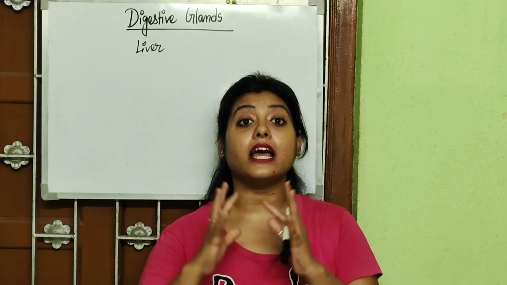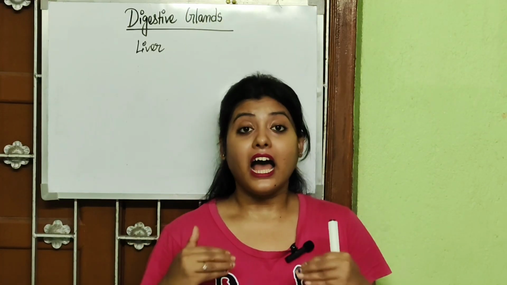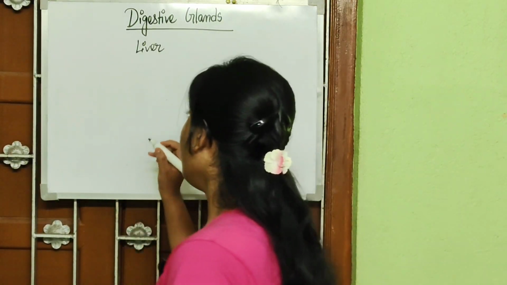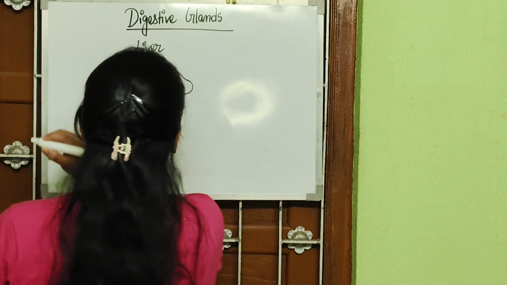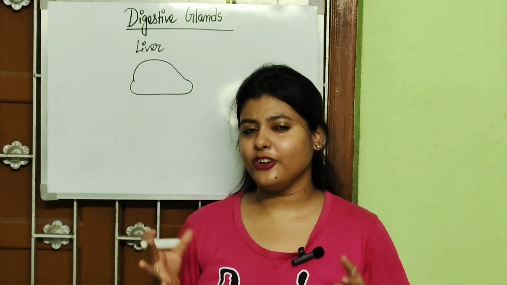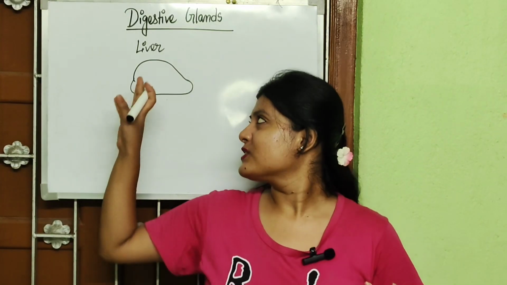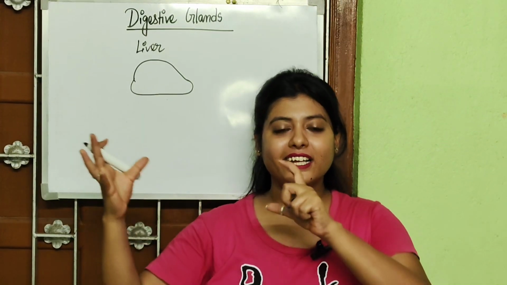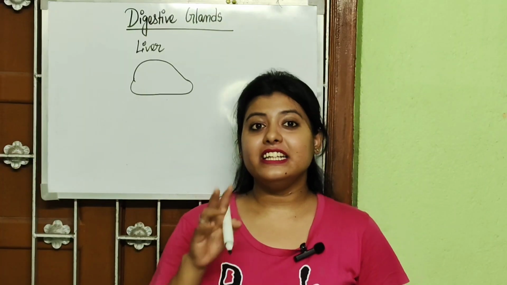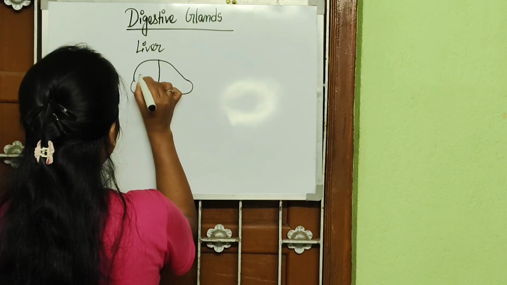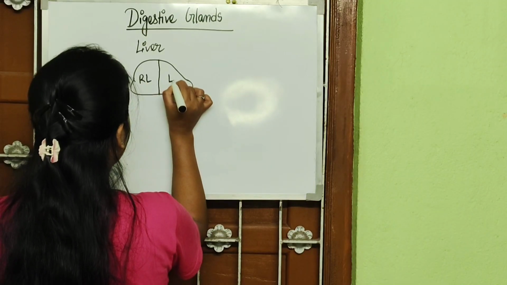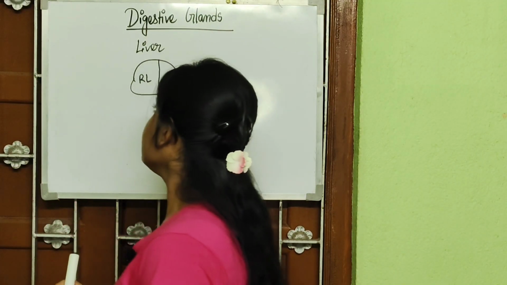Now come to the main part. The liver also performs in the digestion. First, what is the structure of the liver? I have already told you this is the largest organ of the body, and this liver looks almost like this. This is kind of like the head of Shinchan. We all have seen Shinchan in our childhood. So it looks kind of like Shinchan, and in the liver there are two parts. One is the right lobe, another one is the left lobe. RL means right lobe and LL means left lobe.